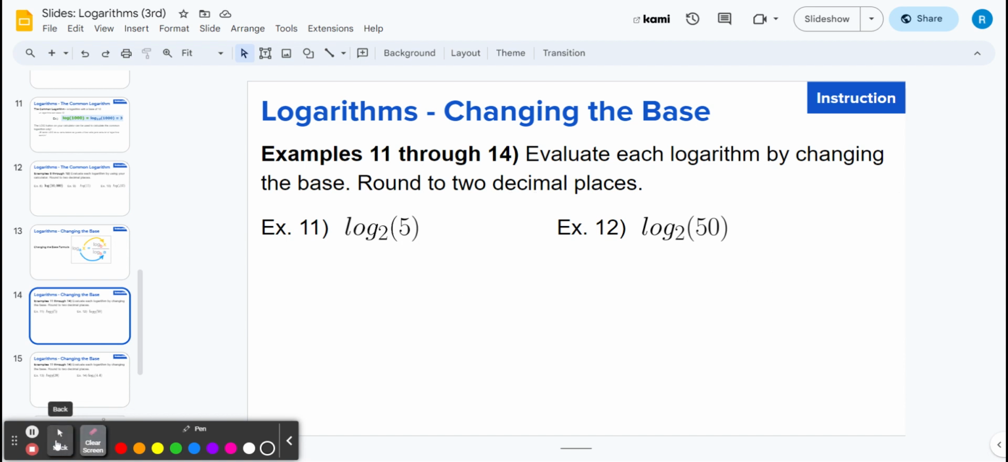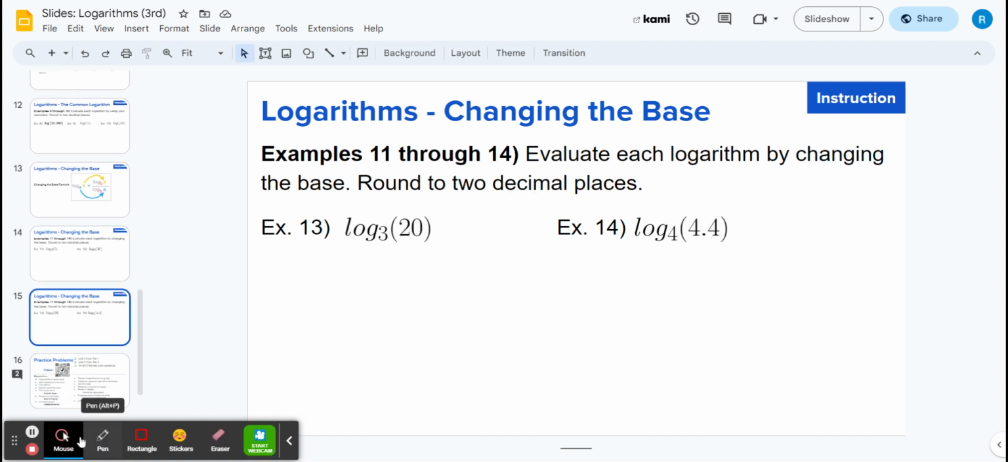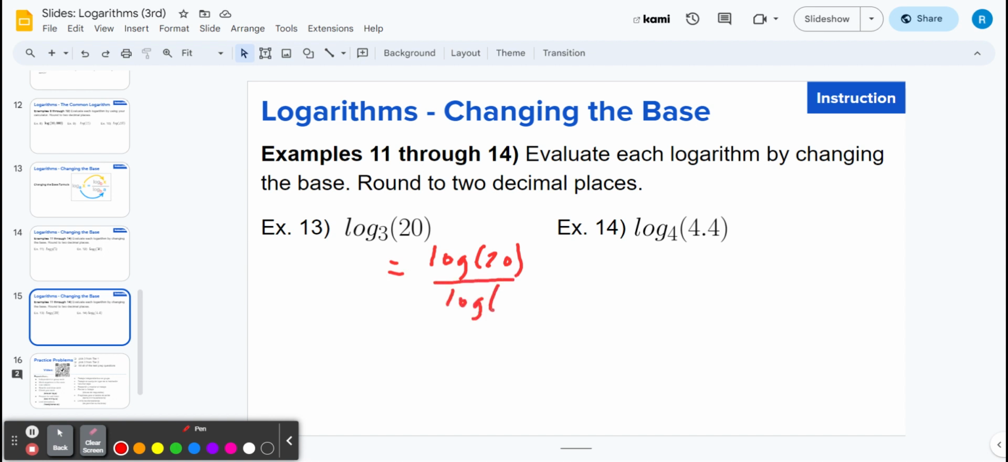And let's just try this on 2 more examples, then we're done for the day. We have log base 3 of 20. So I'm going to rewrite this with my change of base. I have log of 20 divided by log of 3. That equals 2.73.